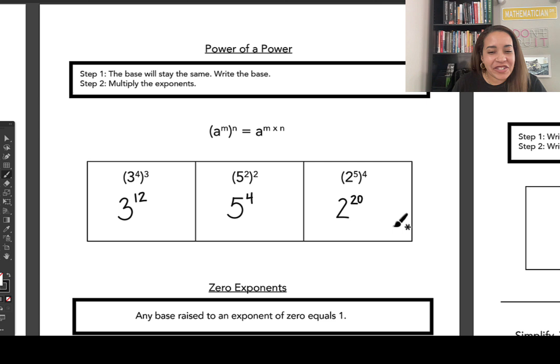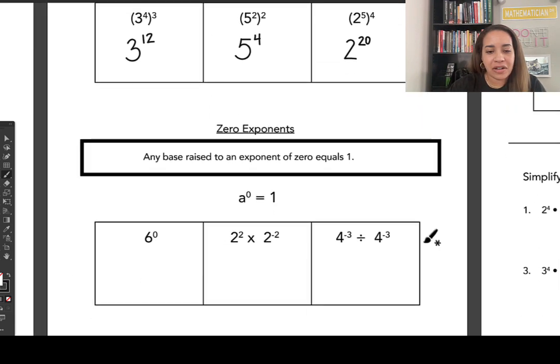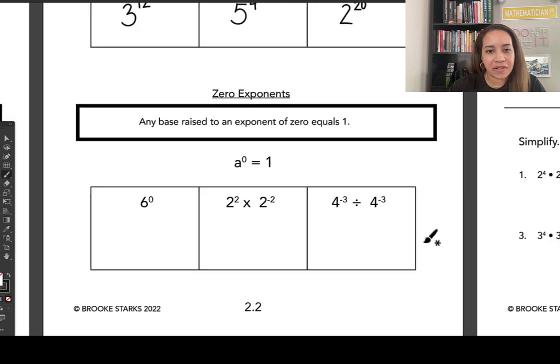So these are a little tricky right now, but we will practice lots of these. I am giving you examples of each rule, and then we will have a page where we will apply all the rules and practice these again. For now, I am going to continue on. We'll talk about exponents of 0.